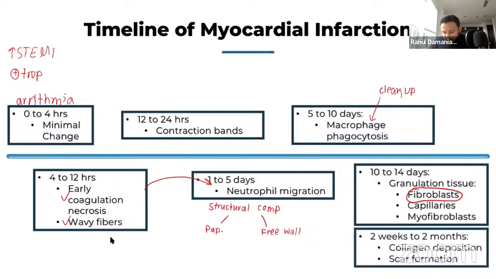So the fibrotic scar is going to be made up of fibroblasts and fibrous tissue, as well as collagen deposition. A Pathoma mnemonic is: at 1 day you get the contraction bands, at 1 week you get the neutrophil migration, and then around 1 month or so you will get the macrophages coming in.